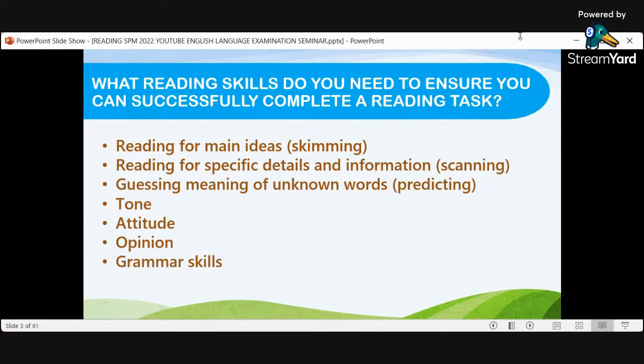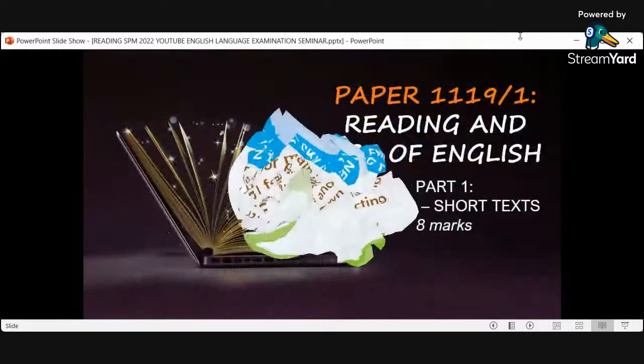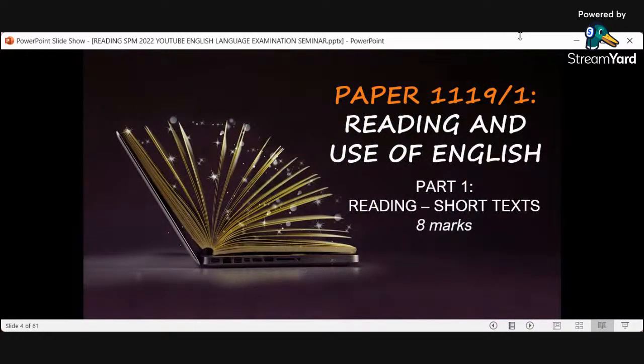And you are also going to be tested on your grammar skills, meaning your knowledge of grammar. Okay, let's start with reading and use of English part 1, reading short text. You have 8 marks, but I'm only going to give you 2 examples.